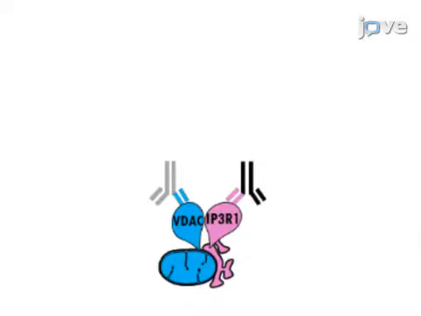Using the in situ proximity ligation assay demonstrated in this video, a mouse primary antibody directed against VDAC1 at the outer mitochondrial membrane, and a rabbit primary antibody directed against IP3R1 at the endoplasmic reticulum membrane can bind to their epitopes in proximity at the mitochondrial-associated membrane interface.